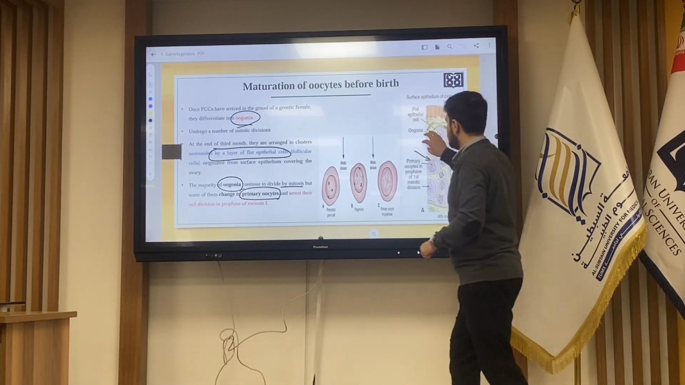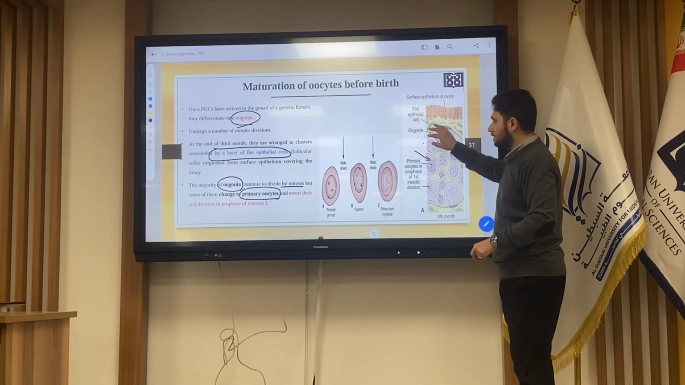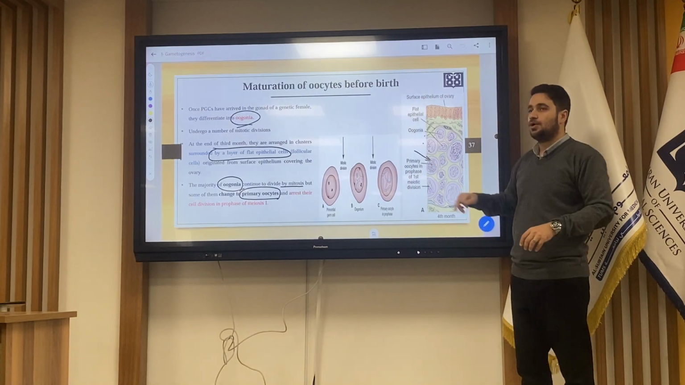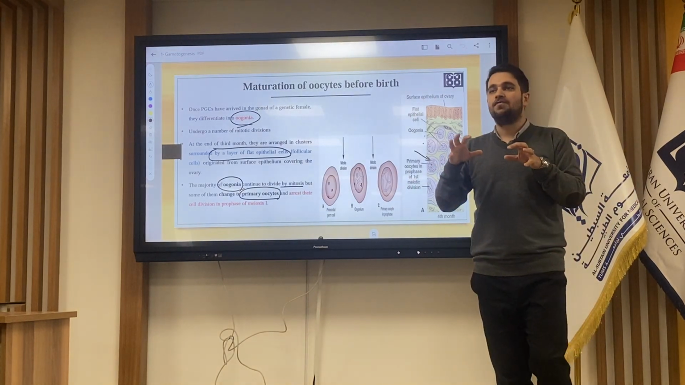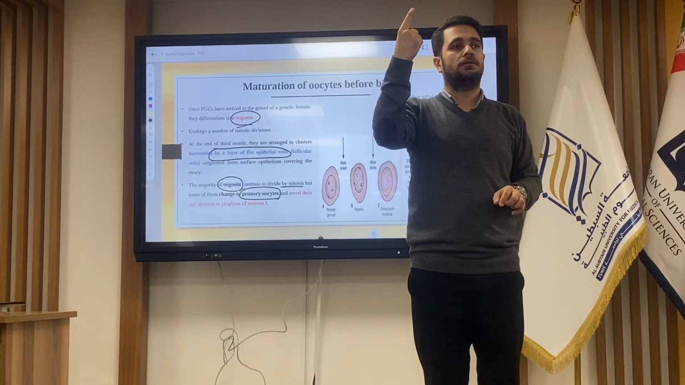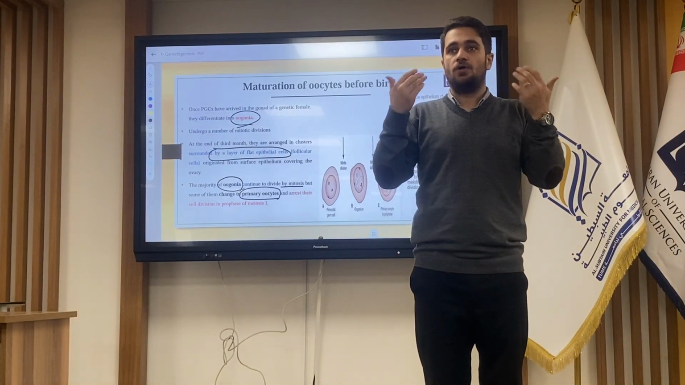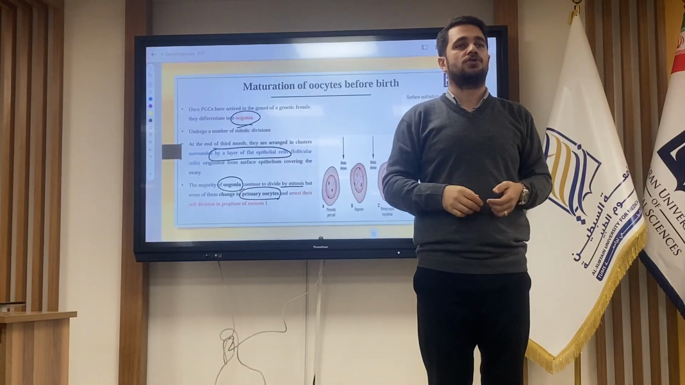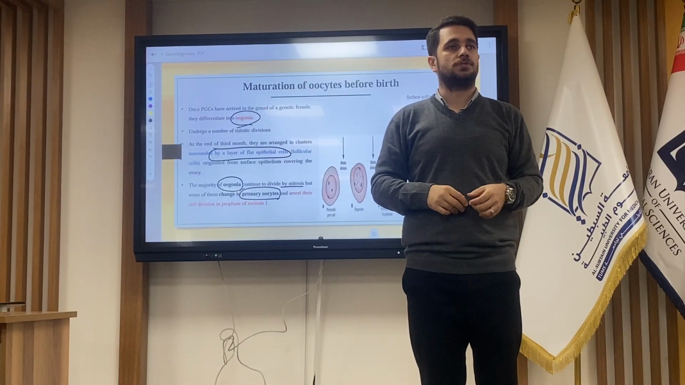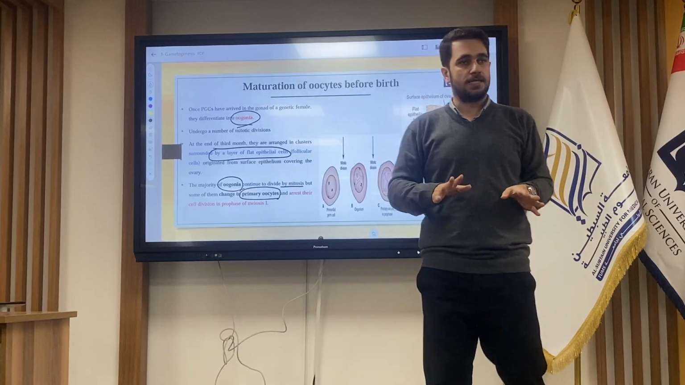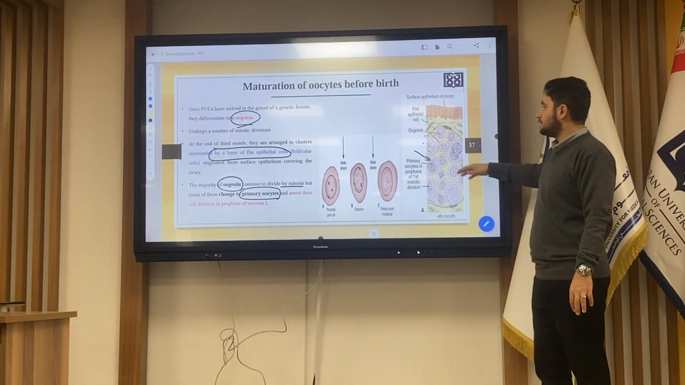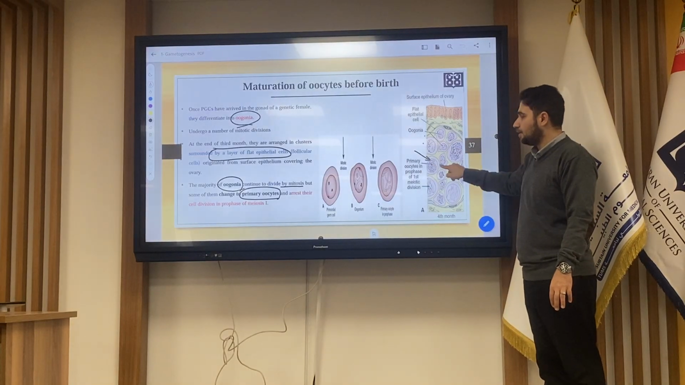So at first we have these ones. They are starting to grow and divide, and after that we have the primary oocyte. This primary oocyte is starting meiosis 1. So before the primary oocyte, we just have mitotic divisions without reducing the number of the chromosomes. Okay, understand? So these are acting by mitosis, and they are making the primary oocyte.